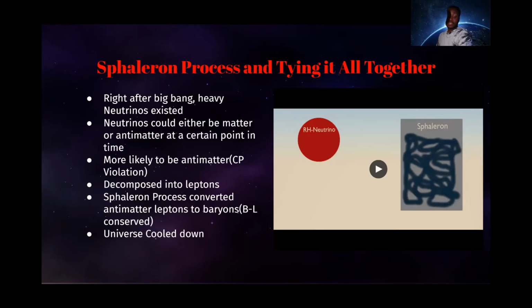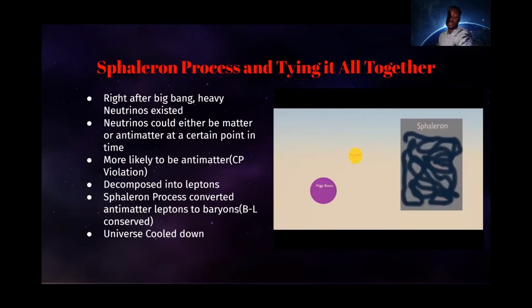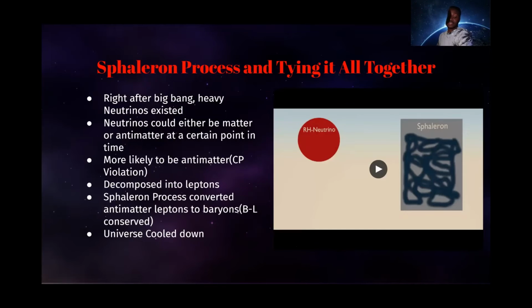However, back in these times of very hot conditions, the Sphaleron process only conserved baryon number minus lepton number. This means that a particle with a lepton number of -2 can turn into a particle with a baryon number of 2. This is how the Sphaleron process changes antimatter to matter. So using these 4 beliefs, we can say that there were right-handed neutrinos back then.